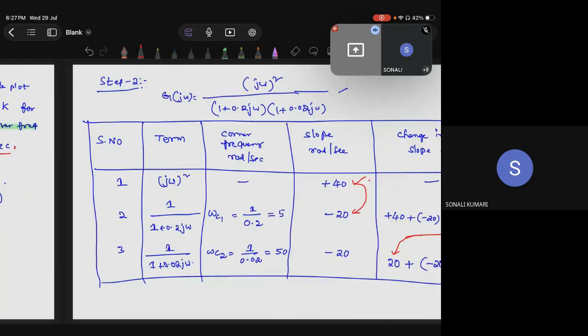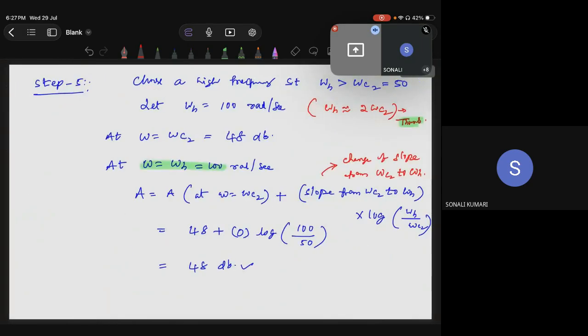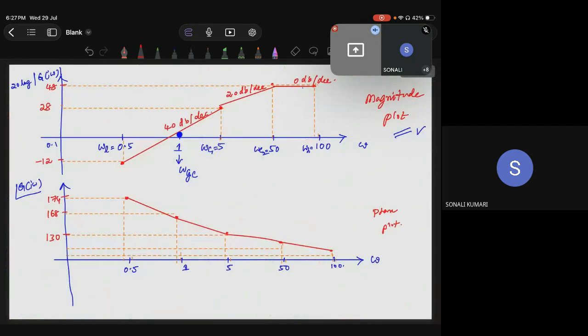So what should I do? Can you tell me? What is omega gc? It is when your magnitude goes to 0, correct? So at which frequency does the magnitude go to 0? Omega gc is equal to 1, correct? Yes or no? But we want our omega gc to be 5. What should I do to the plot? Can anyone tell me?